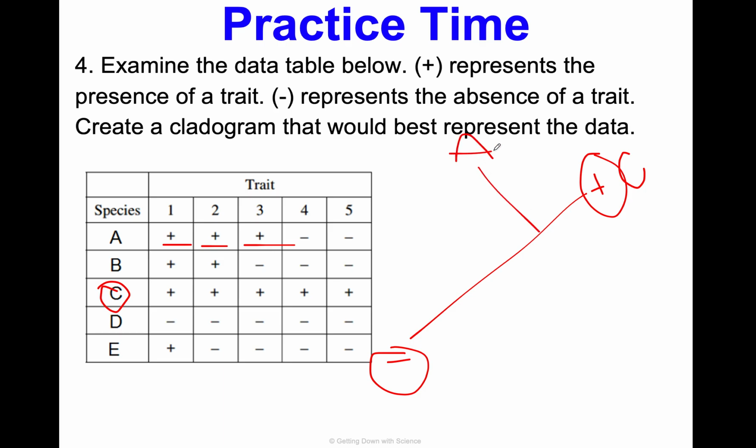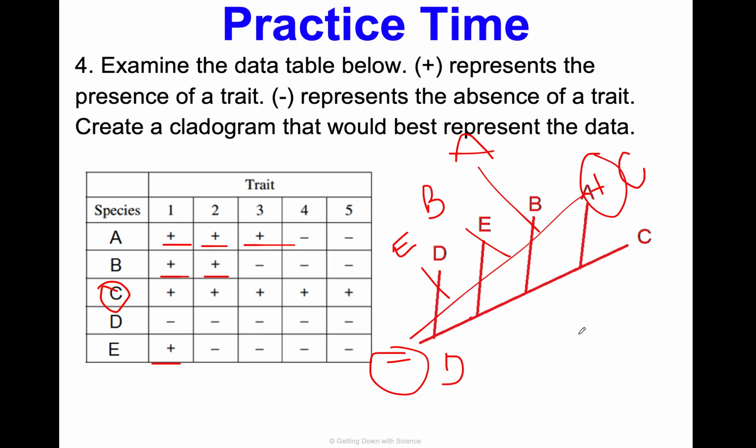A is going to be next. Then we have 1, 2 for B, 1 for E, and finally D's down below here with no traits. Boom.